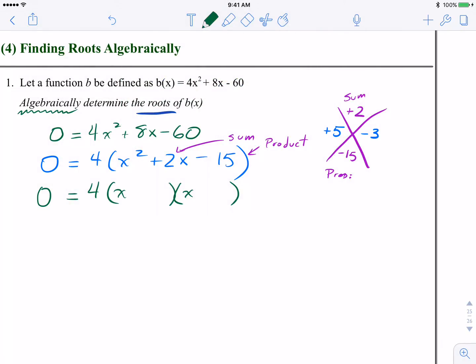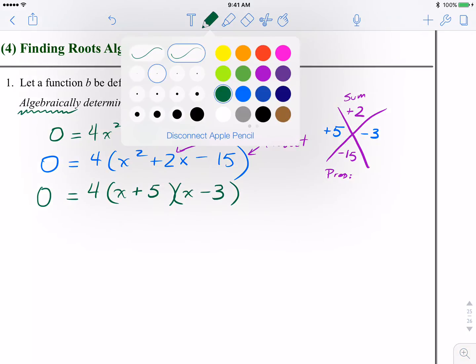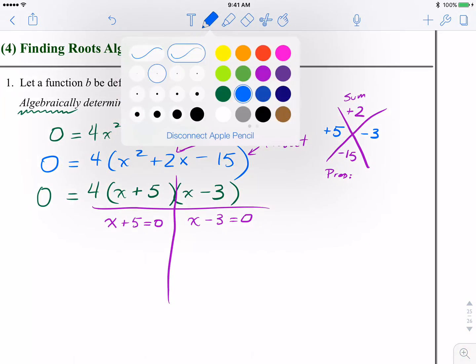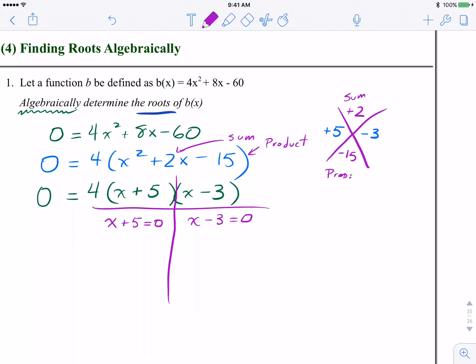Always take an extra few seconds to verify that's correct, because obviously that's going to mess up everything else down the line if it's not. So I plug in my two numbers of plus 5 and minus 3. And now I can utilize the zero product property. If I'm multiplying these factors together and getting 0 as an answer, one of the factors must be 0. So I'm going to find out where that happens. I'm setting this factor equal to 0, and this factor equal to 0. You might question what happens to the 4. You're more than welcome to set that equal to 0, but obviously 4 equals 0 gives us nothing. We're not going to get any answer out of that.